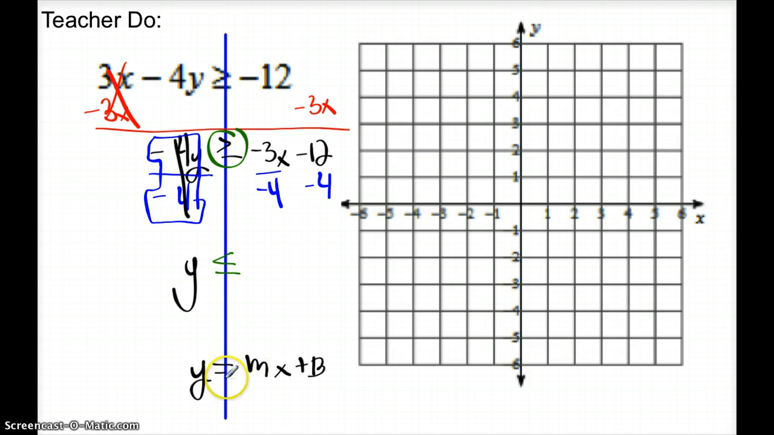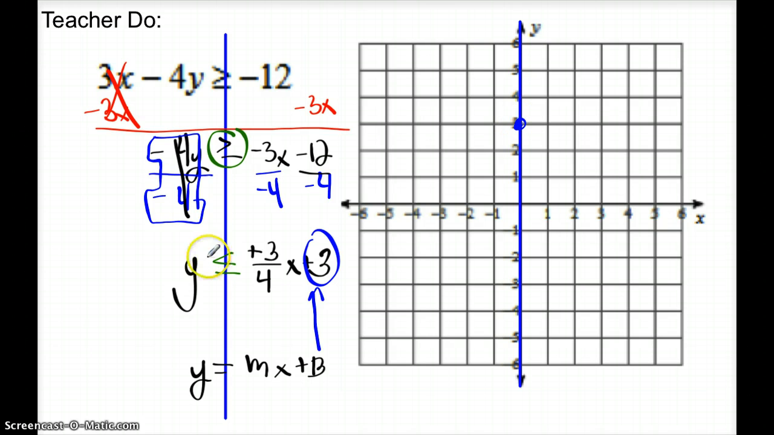Now, the 4's cancel, the negatives cancel. Y all by itself, it seems to match. Negative divided by negative is a positive 3 over positive 4x. 12 divided by 4 is 3. Again, my b value is my starting point, and that should be on my line. So my b value should be here, which is positive 3. 1, 2, 3.